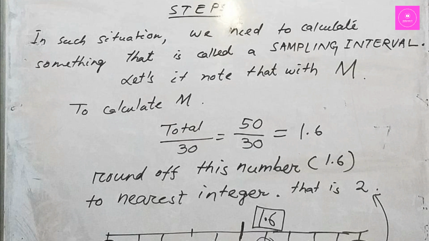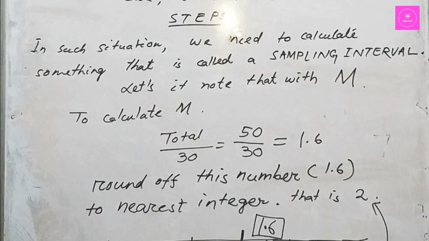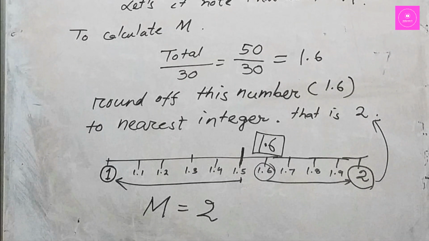So in the case of XYZ government school with 50 students in a section, divide 50 by 30 and we get M is equal to 1.6. Round up this number to the nearest integer, that is 2. So M is equal to 2.